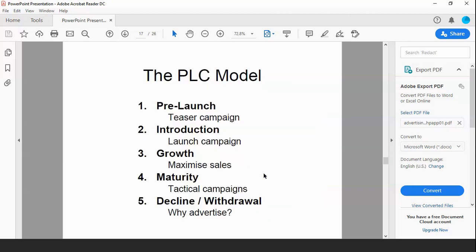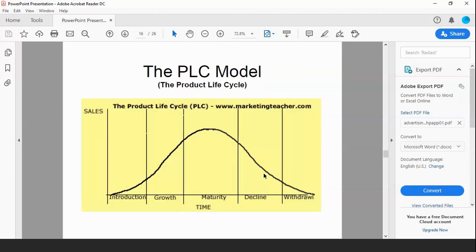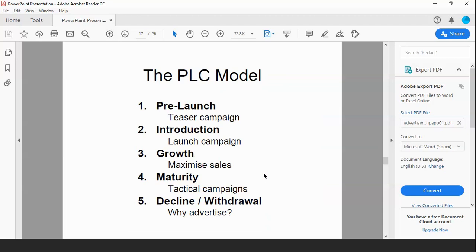And then we have the PLC model, what I talked to you about: the launch campaign, the teaser campaign, the pre-launch campaign. This tells about when we should advertise and what kind of advertising. In the introduction stage, we should have a launch campaign.